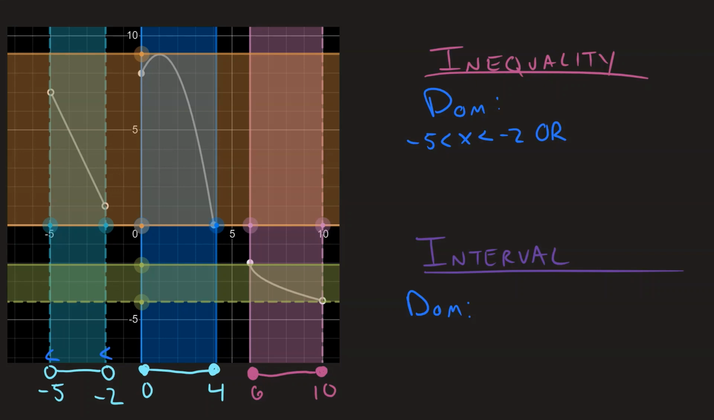Let's look at the next one. Next one we have 0, which is a closed point, so less than or equals. And 4 is also going to get less than or equals. So we'll have 0 is less than or equal to x, which is less than or equal to 4. Or, now for our final one, both closed points, actually, not so.